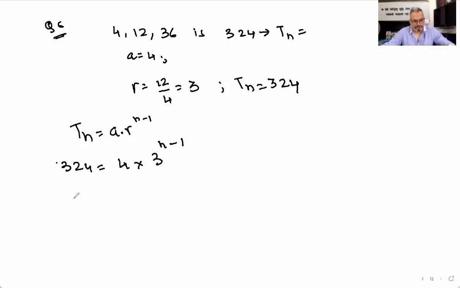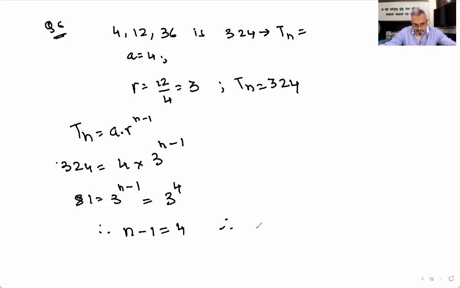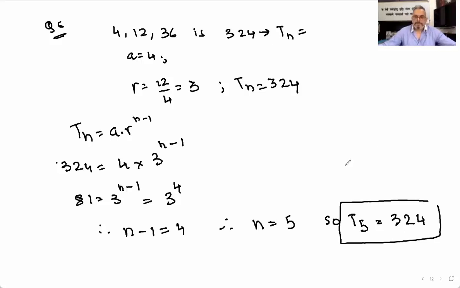4 division में चला जाएगा. So 324 divided by 4 is 81, which is equal to 3 raised to n minus 1, which is equal to 3 raised to 4. Therefore, n minus 1 is equal to 4. Therefore, n is equal to 5. So T5 is equal to 324. Got it?